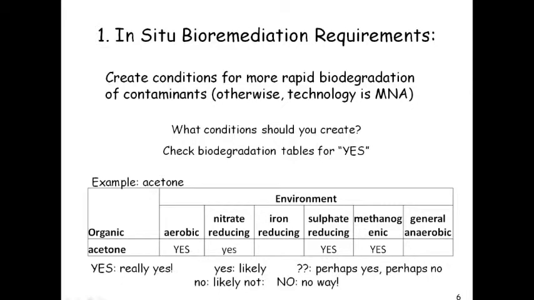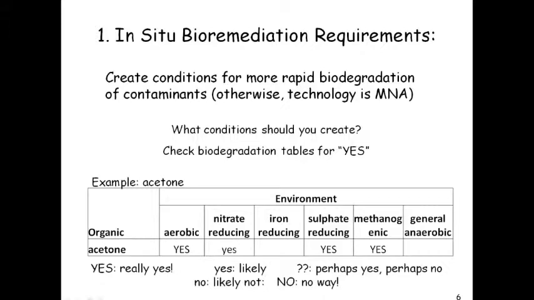What are those conditions? Well, we've provided a table of conditions for the degradation of a number of common groundwater contaminants. For example, acetone here. You can see we've divided the environments into aerobic. That's something we would stimulate by oxygen addition. Nitrate reducing, stimulate by adding nitrate. Iron reducing, get some iron 3+ into the system. Sulfate reduction, add sulfate. Methanogenesis, add substrates that convert to methane. And we also had a category of general anaerobic where the dominant electron acceptor wasn't specified.